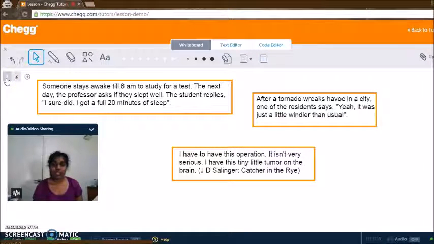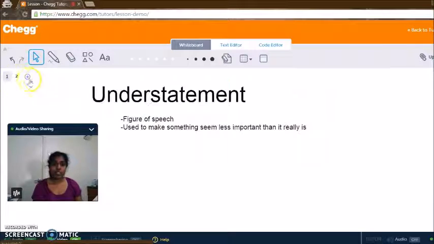So this is basically what an understatement is. It adds so much flavor and so much character to a book or a poem, and it's usually a great way to sound witty as well as add some comedic effect. So that's basically what an understatement is.